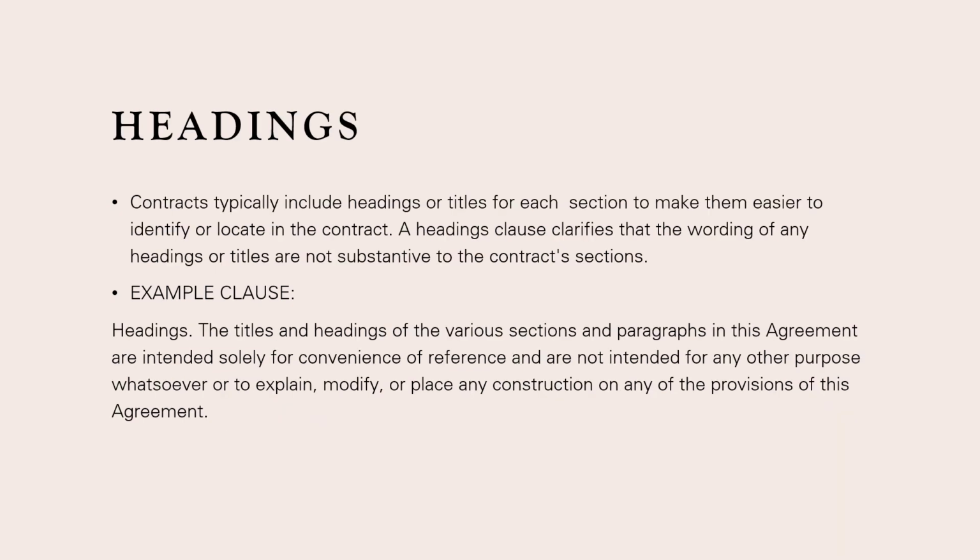Many times people include a headings clause. The headings or titles for each section make them easier to identify and locate in the contract. A headings clause clarifies that the wording of any headings or titles are not substantive to the contract sections. So if we go back to the assignment clause, the heading says no assignment. But if you read the clause, it says there is no direct assignment unless both parties agree. So that's an example that you cannot take the heading as a substantive of what the actual clause will say.